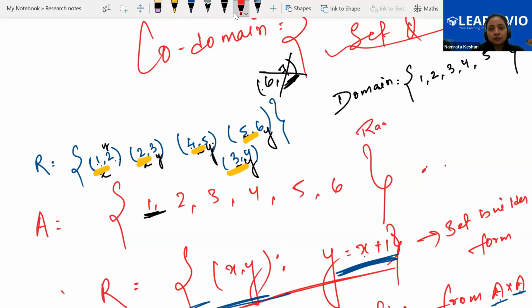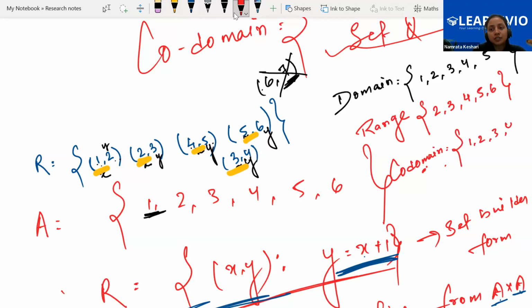2, 3, 4, 5, 6. Perfect. And what is codomain? Ma'am, 1 to 6. 1, 2, 3, 4, 5, 6. Getting it, Ali? Yes, ma'am. Domain means all the possible inputs. Range means all outputs. Codomain means all elements from the second set. That's called codomain.